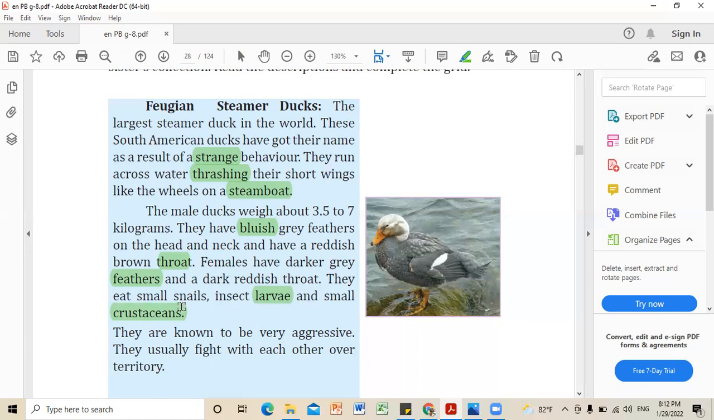Right. Okay. So we will just look at a few things, right? Very good. You read a lot very correctly, but I just wanted to discuss a few words, right? So I will just read: the largest steamer duck in the world. These South American ducks have got their name as a result of a strange behavior, right?